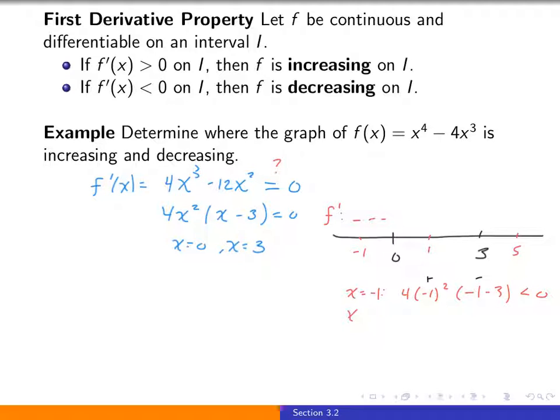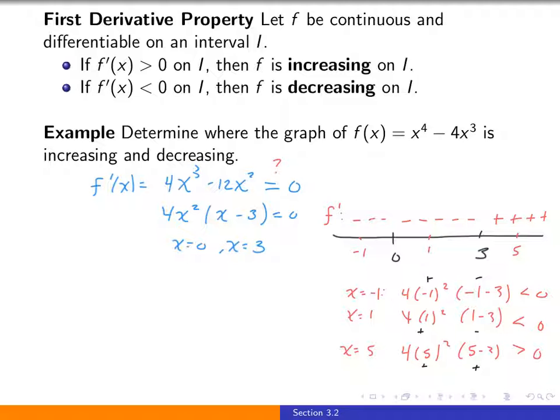Between 0 and 3, we pick our test point, x equals 1. We plug that into f prime, so 4 times 1 squared times 1 minus 3. So positive, negative, so that's also less than 0. So we are negative from 0 to 3. And then to determine what happens after 3, we use this test point 5. So when x is equal to 5, 4 times 5 squared times 5 minus 3. That's a positive, and two positives multiplied together make a positive.